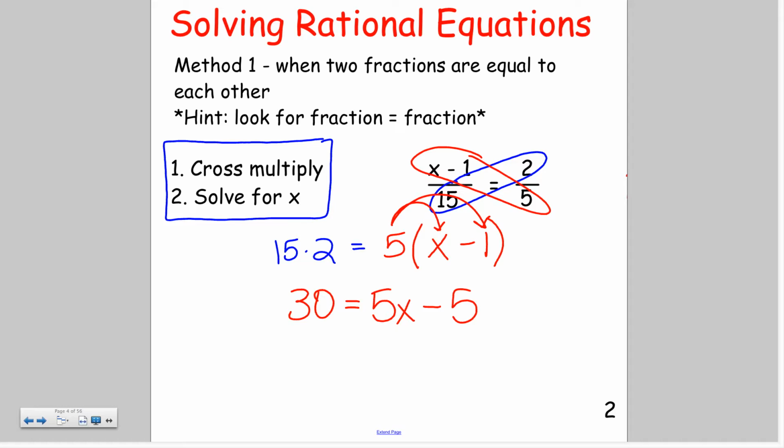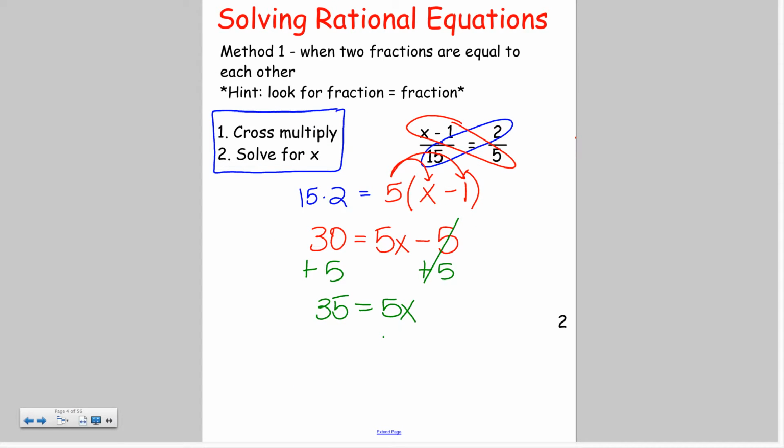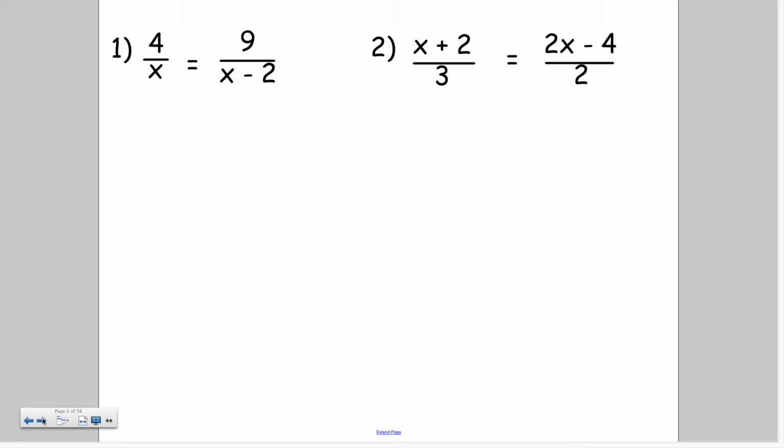Now my second step is to solve for x. So I'm going to get x all by itself. So first thing I'm going to do is add 5 to both sides. That cancels out. 30 plus 5 is 35, equals 5x. Last step to get that x by itself is to divide. So x equals 7. Okay. If you want to pause and try them, go ahead and pause and try these first two.